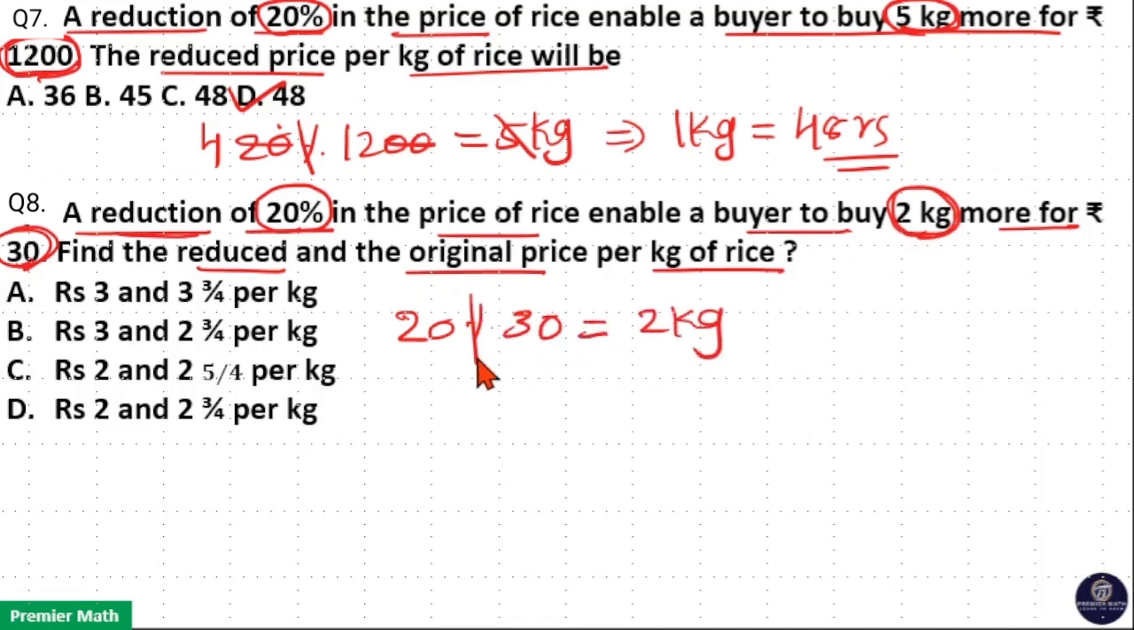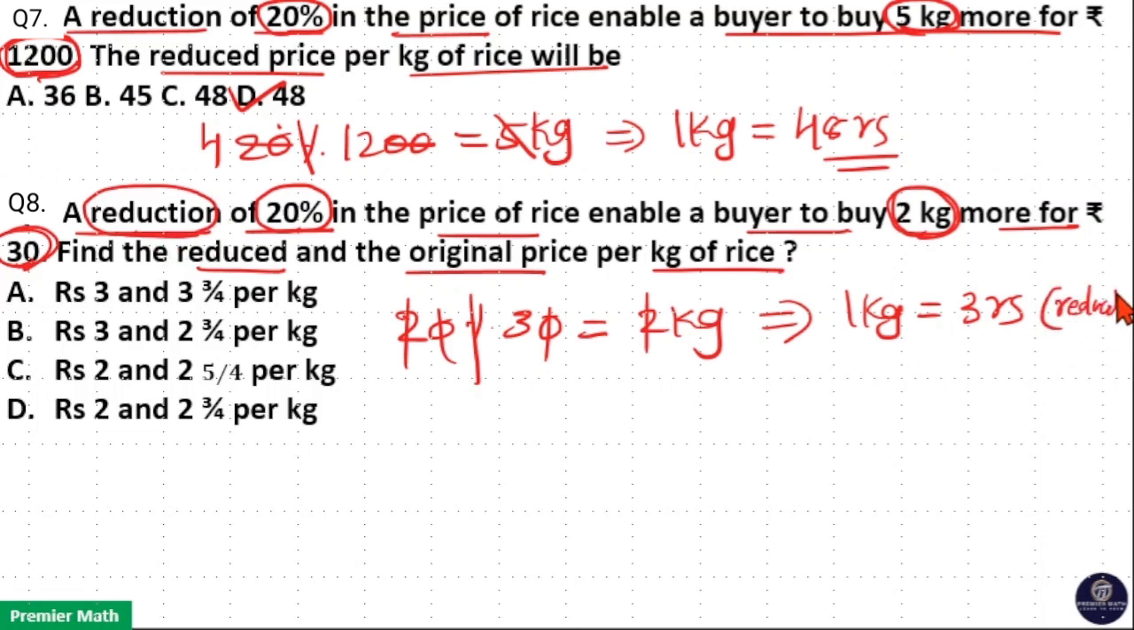Now percentage and 00 cancel, 2 and 2 cancel, that is 1 kilogram cost is equal to 3 rupees. Now you can see this is the reduced price. This 3 rupees is the reduced price. How much reduced? 20% is reduced. That means 80% of the price is equal to 3 rupees.